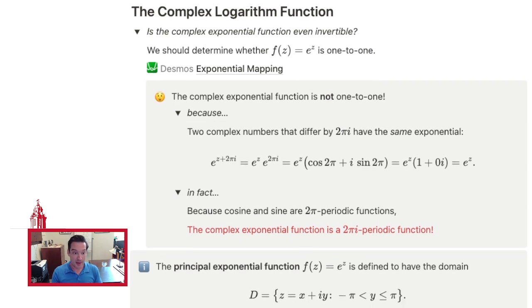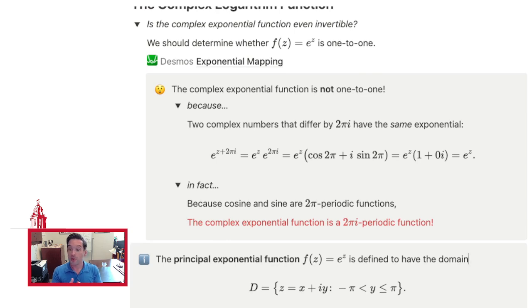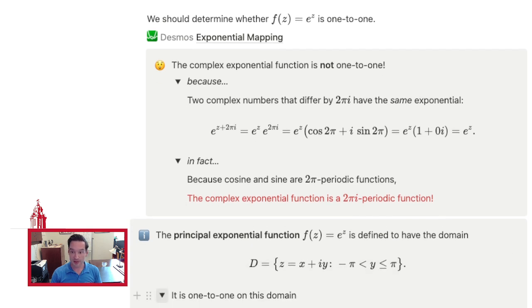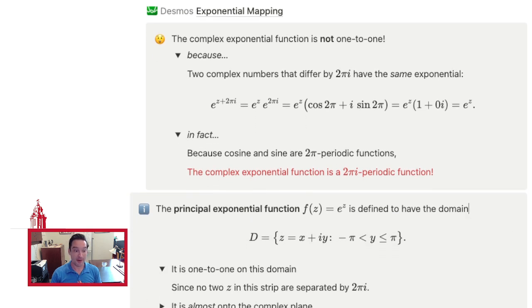One natural way to do that is to just take the horizontal strip in the complex plane which runs from the imaginary part of minus pi up to the imaginary part of pi. If I do that, then no two z's in that domain are separated by 2 pi i. The maximum amount of vertical separation within this strip is 2 pi, but I'm including only the top horizontal line and not the bottom horizontal line as part of that domain.